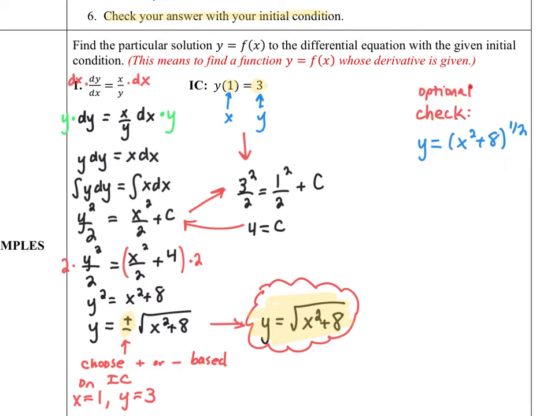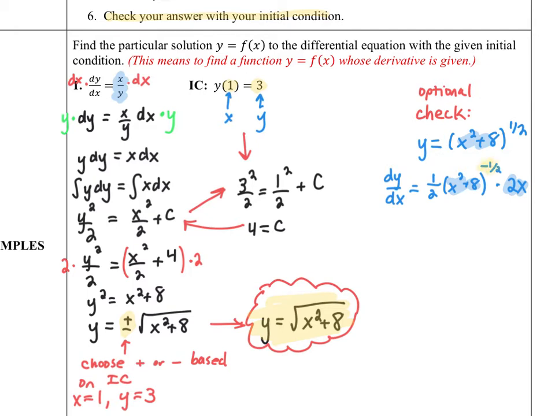The check I'm doing over here is optional. So I first rewrite my square root as a 1/2 power. Now I'm going to use a power rule and a chain rule. Here's my derivative of the outside: bring down the power and subtract 1 from the power. Leave the inside alone, so the x squared plus 8, times the derivative of the inside. Keep in mind, I'm trying to get it to equal x over y, so I'm going to manipulate this a little bit, starting with this power.